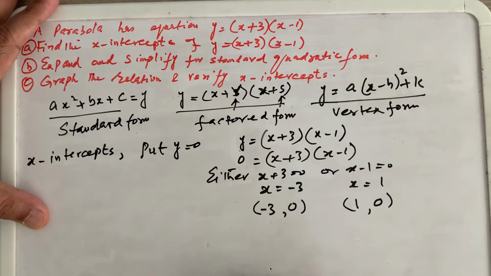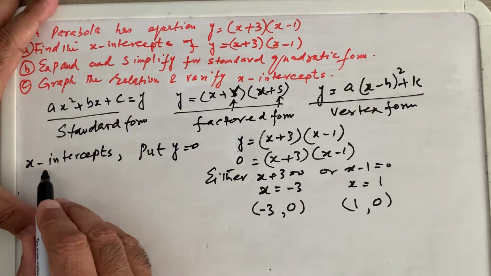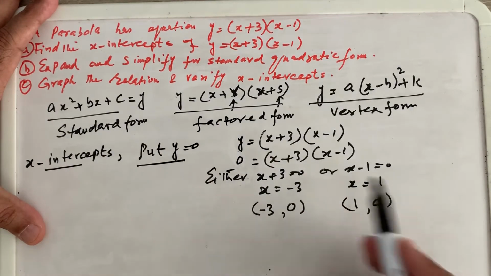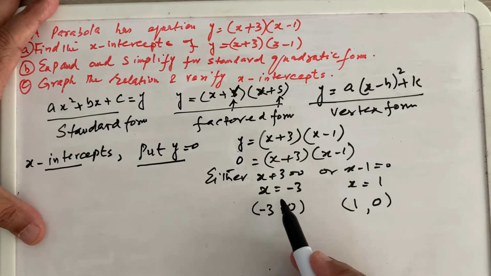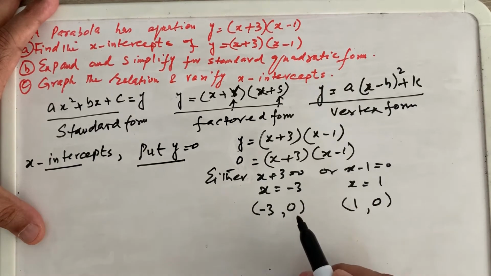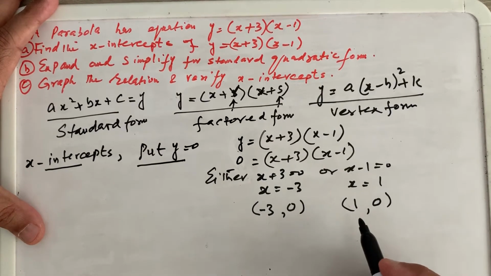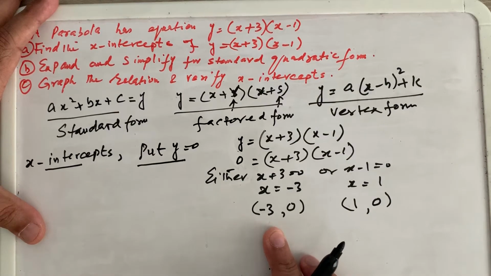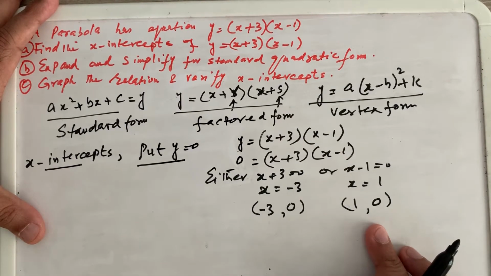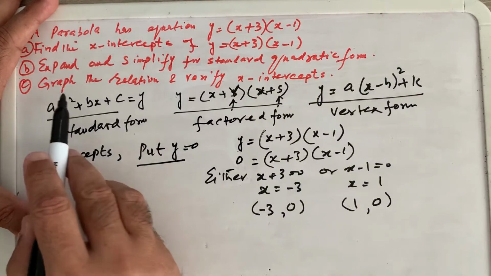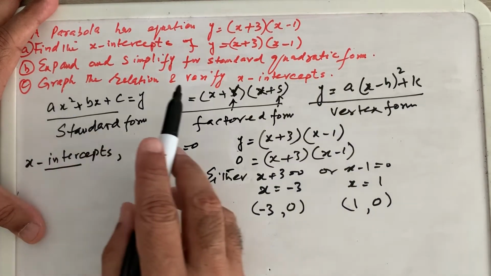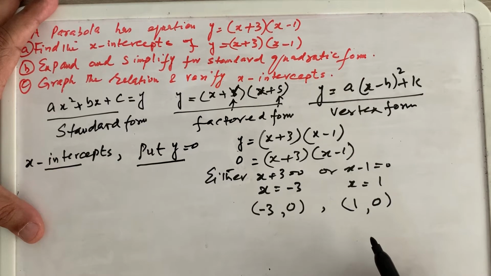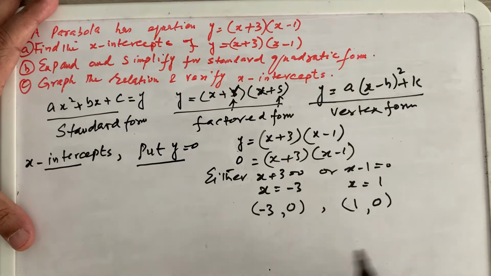So please remember, to calculate the x-intercept you have to put y equals 0. When we put y equals 0, we calculate the values of x, and these values of x are the x-intercepts. The graph will be passing through (-3, 0) and (1, 0). So when we draw the parabola in the third question, graph the relationship, we will use these two ordered pairs. Now the second part: expand and simplify this equation.